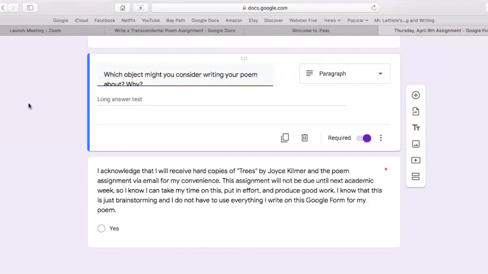So tomorrow I'll send you some hints on writing good poetry, ways that you can go about writing this poem, and we'll do hopefully a Zoom call, which via email you guys will get more information from if you want to take part.